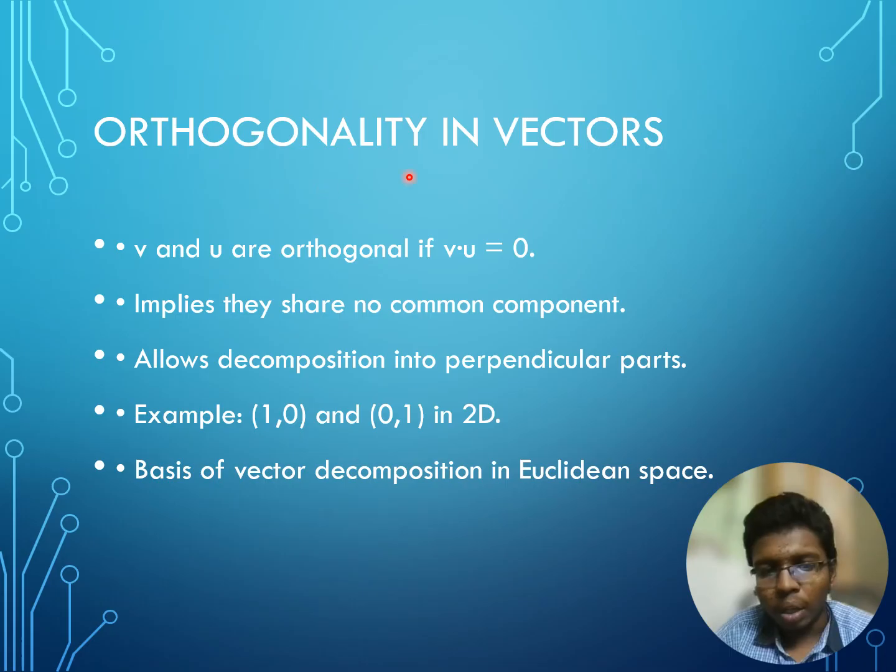Next, orthogonality in vectors. U and V are orthogonal if U dot V is equal to 0. It implies they share no common components and allows decomposition into perpendicular parts. Example: 1 comma 0 and 0 comma 1 in 2D, the basis of vector decomposition.